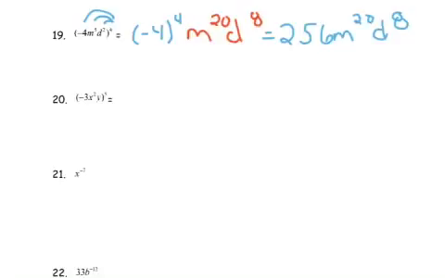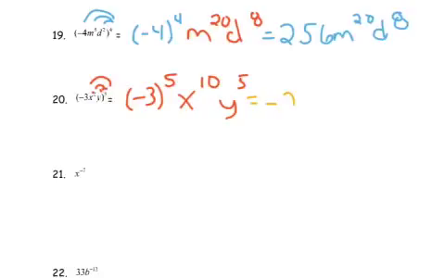Number 20, same thing. We're going to distribute this 5 to every single term inside. So I would have negative 3 raised to the 5th power. X, 2 times 5 is 10. Y to the 1 times 5 is 5. Make sure you actually raise negative 3 to the 5th power, which would give you negative 243 x to the 10th y to the 5th.